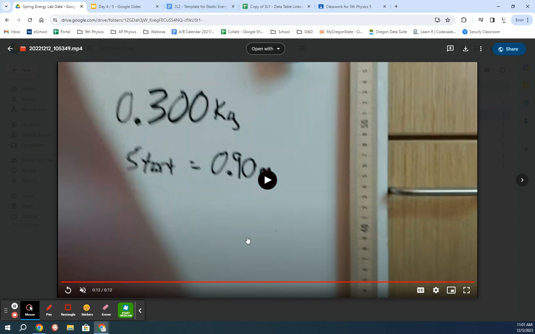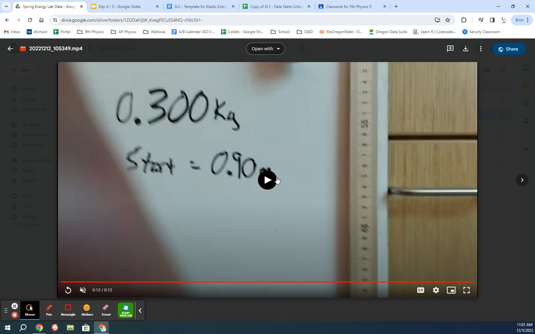Of course, that means that you're going to need to record your starting position. You're going to need to record your mass that's on your bungee. And you're going to need to record your final position. How low does it get? To do that, you're going to need to take video. Here's an example of my video that I took. You can't see the start on here because it's up off of the screen, but it's more important to get a video of the final position.